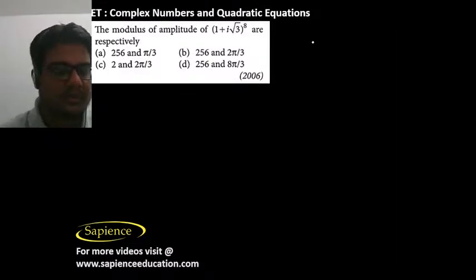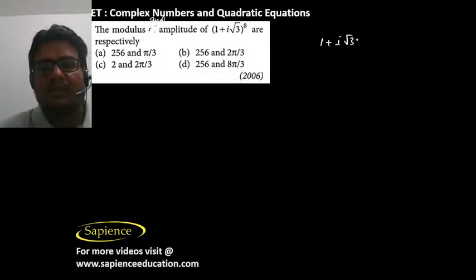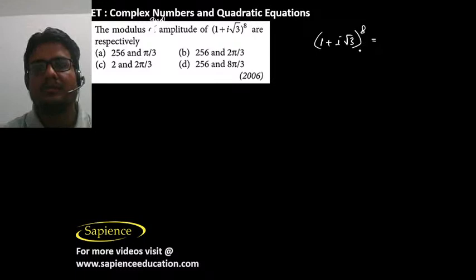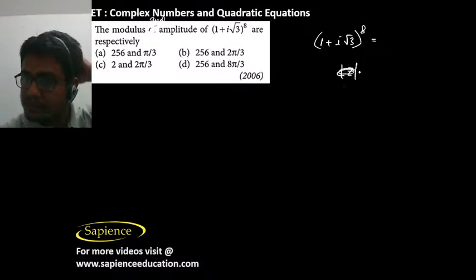Then it is being told to find the modulus and amplitude of this. So 1 plus i root 3 power 8. So from here the modulus of z. So first we can write z.